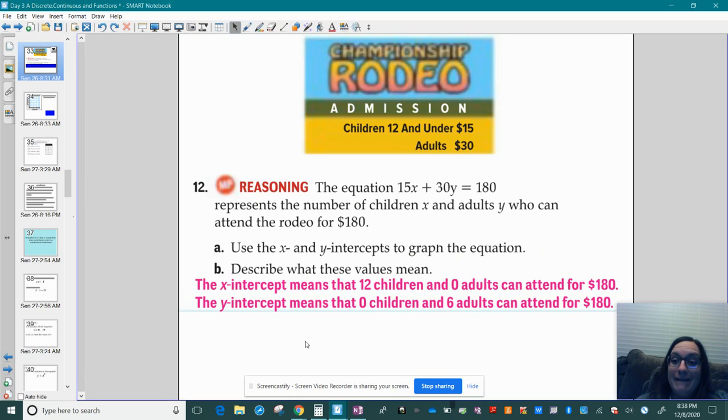Sounds like a bad idea. Our y-intercept would mean if they didn't invite any children, how many adults could go? So 0 children going, we could afford 6 adults to attend for $180. So that's substituting them in and solving for the other one.